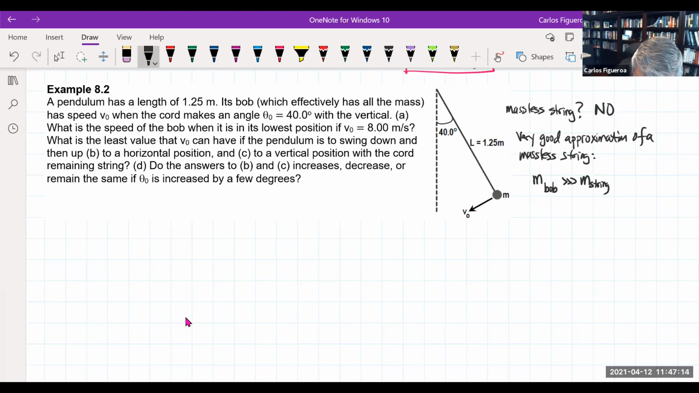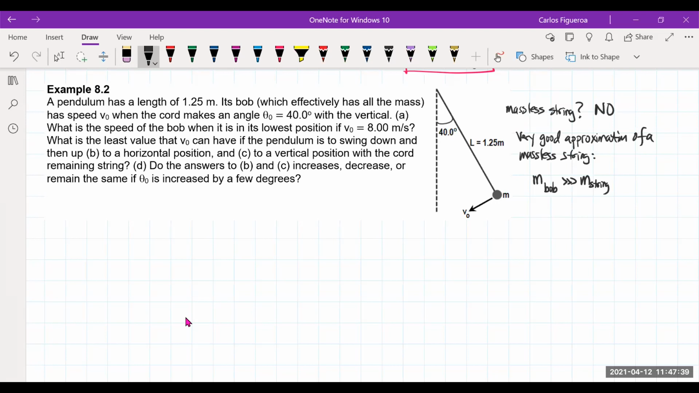So what we have here is a bob that has a very large mass compared to the string. We see that the length of the string attached to the bob is 1.25. So they're asking, what is the speed when it's at its lowest position if the initial speed is 8 meters per second? Okay, so here we go.